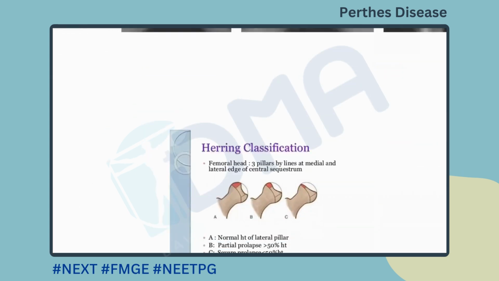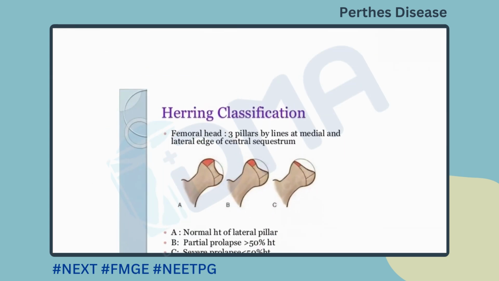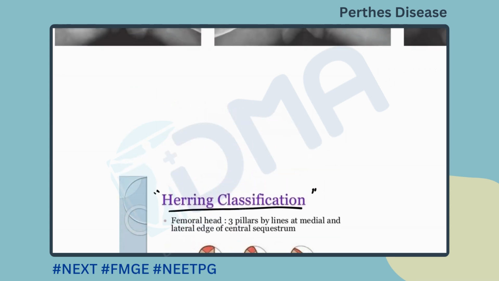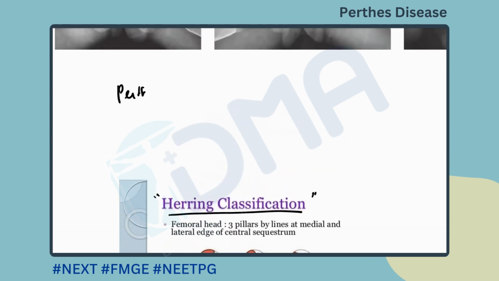Now, this is one classification you can use to diagnose Perthes disease. This is called Herring's classification. I don't want the details of this; it is not necessary for you. You just understand that there is a classification called Herring's lateral pillar classification. They won't ask you much on that. Why is it called Herring's lateral pillar classification? Because in Perthes disease, the anterolateral part of the head is commonly involved.